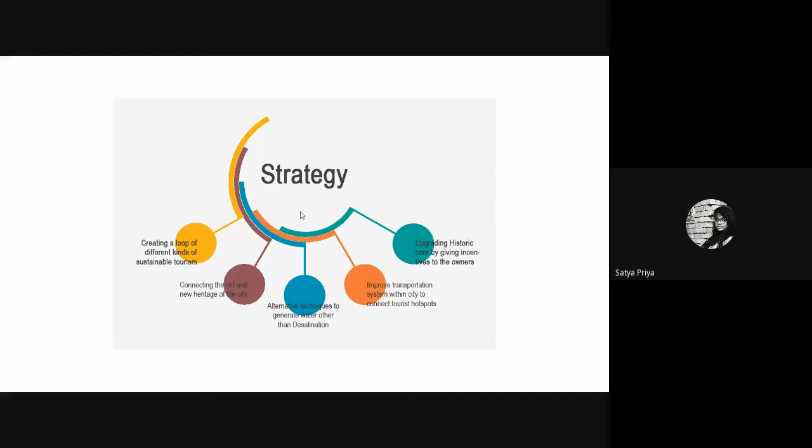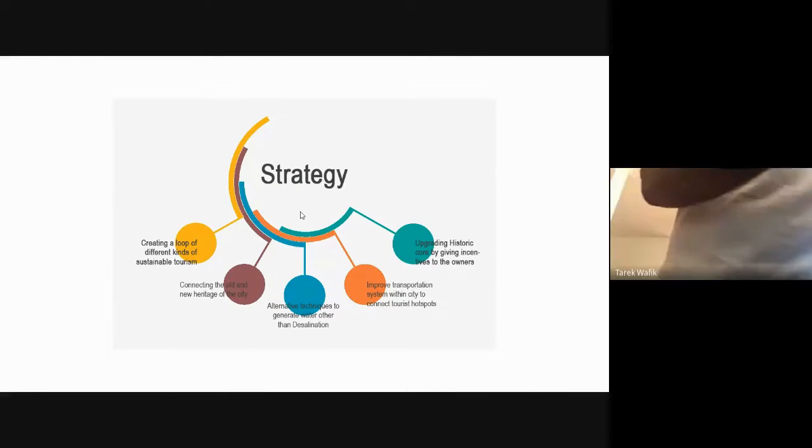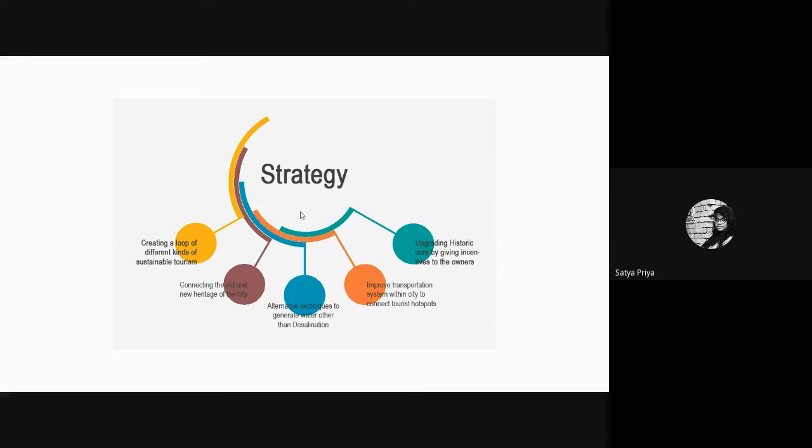Okay, so the strategies that we're looking at: the first one is to create different kinds of sustainable tourism and to create a loop within the Al-Qadim region and the new and the historic core of the city. The other thing is connecting the old and the new heritage of the city. The third one is the alternative techniques to generate water. As we see, water is one of the biggest problems that we face, which is depleting the nature. And to improve the transportation system to connect different hotspots, that is how we want to increase the number of footfalls in the historic core. And the fifth one is upgrading the historic core by giving incentives to the owners. I think there's a need for upgrading the historic core as most of the structures are dilapidated. So these are the strategies that we're looking at.